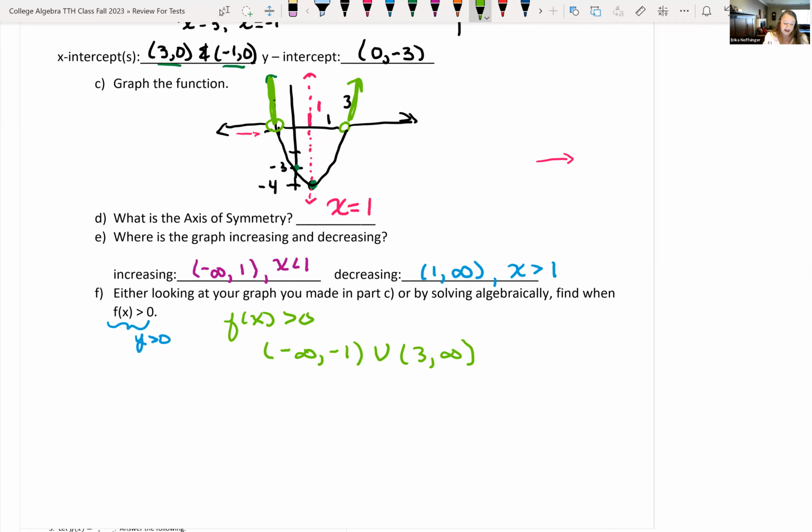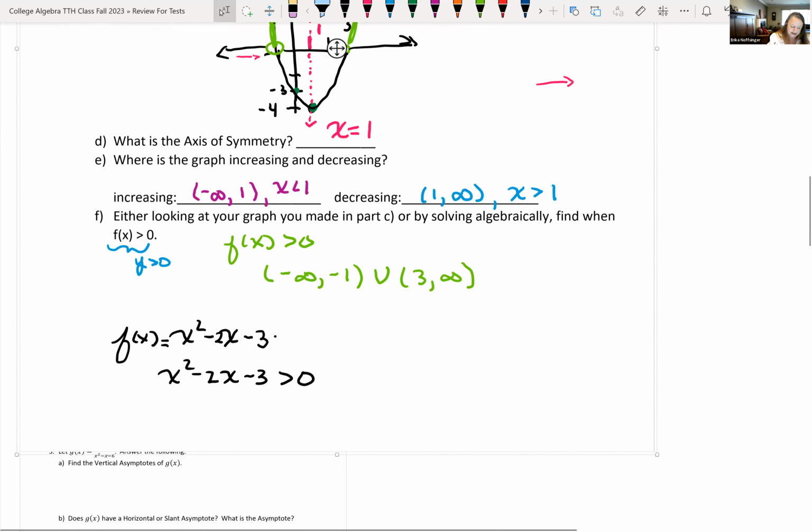Just because I might ask you to do both ways, let's look at solving this algebraically. We had the equation x squared minus 2x minus 3 equal to f of x. So we want to know when f of x, this x squared minus 2x minus 3, is greater than 0.